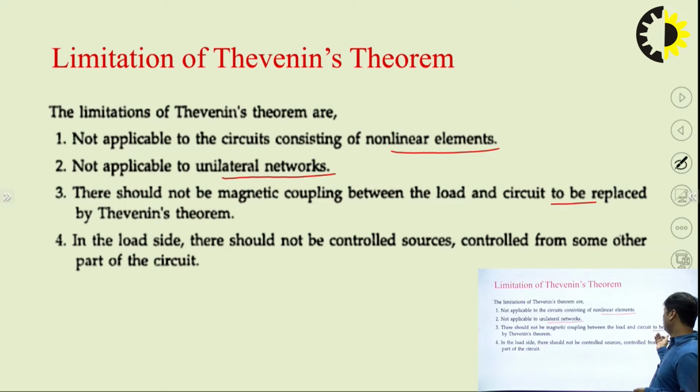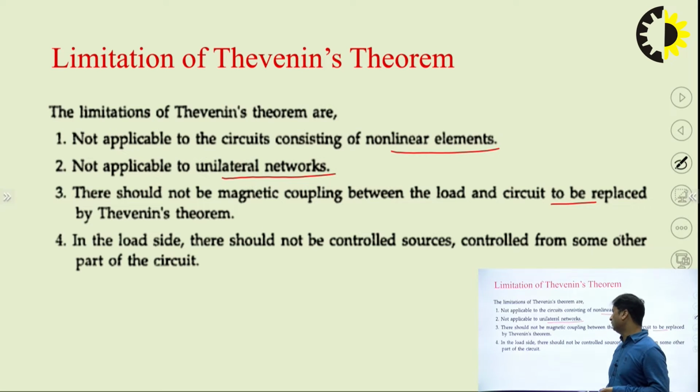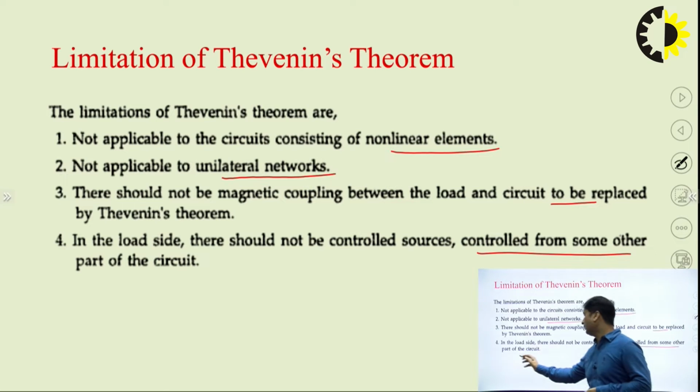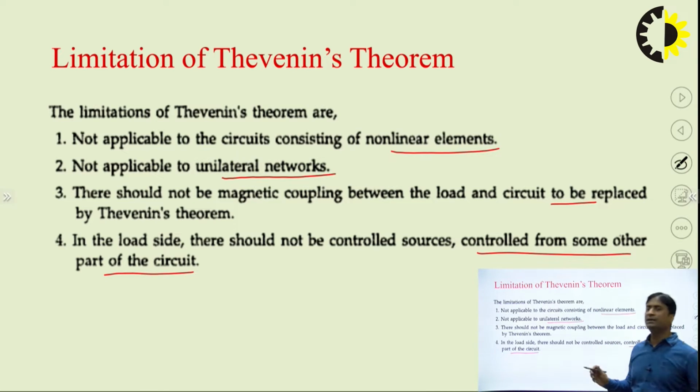Okay, and in the circuit to be replaced by Thevenin's theorem, on the load side, there should not be a controlled source controlled from some other part of the circuit. It should not be controlled from other sources or other controlled sources. So these are certain limitations that we have to keep in mind while solving the network.